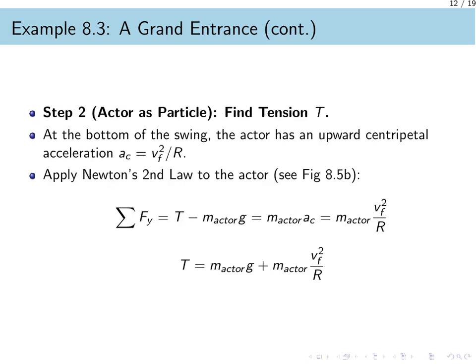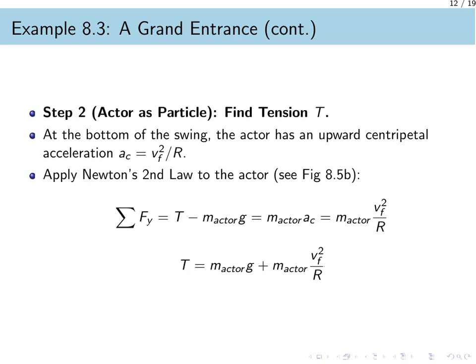Now that we have an expression for the actor's speed at the bottom, we can move to step 2, finding the tension in the cable at that exact moment. For this step, we change our model. We now treat the actor as a particle under a net force. Looking at his free body diagram, 2 forces are acting on him: the upward tension from the cable and the downward force of gravity. Because he is moving in a circular path, he has an upward centripetal acceleration, which is equal to his final speed squared divided by the radius r.